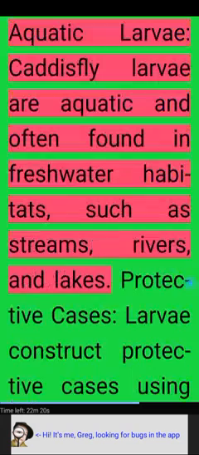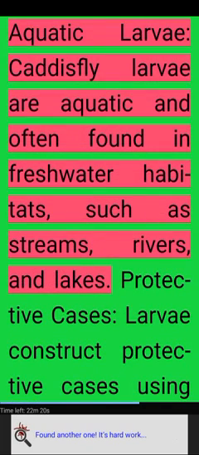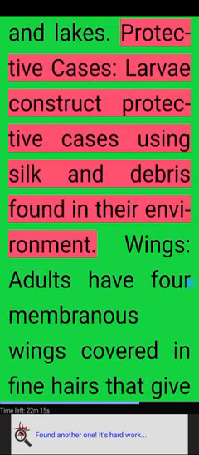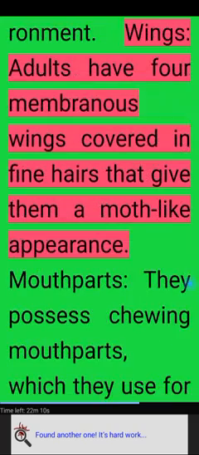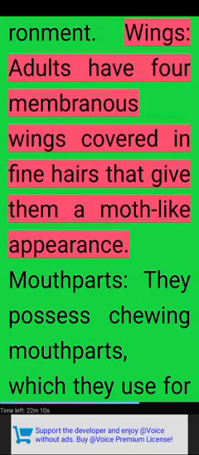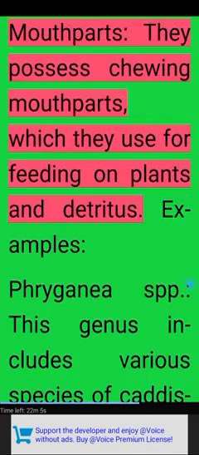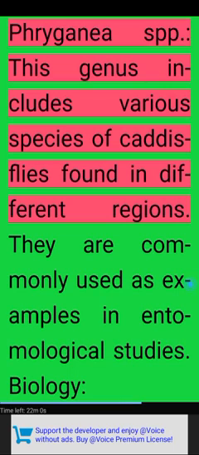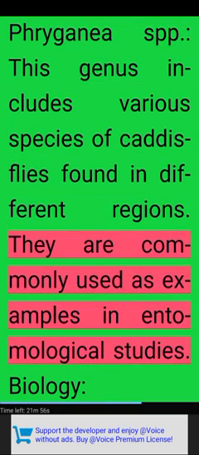Diagnostic characteristics. Aquatic larvae. Caddisfly larvae are aquatic and often found in freshwater habitats, such as streams, rivers, and lakes. Protective cases. Larvae construct protective cases using silk and debris found in their environment. Wings. Adults have 4 membranous wings covered in fine hairs that give them a moth-like appearance. Mouthparts. They possess chewing mouthparts, which they use for feeding on plants and detritus. Examples. Phryganea spp. This genus includes various species of caddisflies found in different regions. They are commonly used as examples in entomological studies.